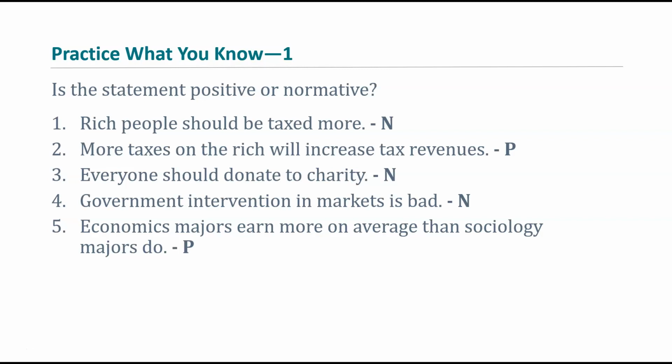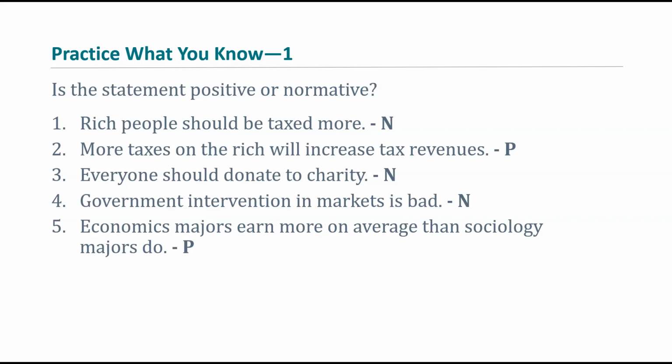But then the question of whether or not we should do that is up to someone else, right? That's a question. Is increasing tax revenues a good thing or a bad thing? Is increasing tax revenues worth it for what damage we might do by raising taxes or whatever, right? So the should statement is much more involved than the positive statement there, that more taxes on the rich will increase tax revenues. And the next one, everyone should donate to charity.